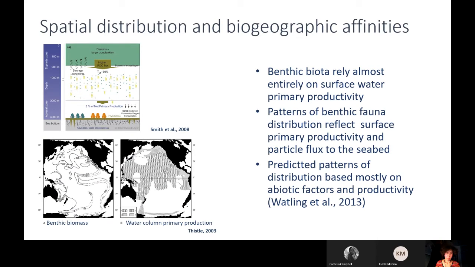About biogeographical affinities, we have to know that benthic biota, especially in the deep sea, is entirely reliant on surface water primary productivity, and benthic biomass normally reflects the pattern of distribution of primary productivity and patterns of particle flux to the seabed, because only 5% of the particles normally arrive at the sea bottom. The predicted pattern of distribution in biogeography is normally based on abiotic factors and productivity.